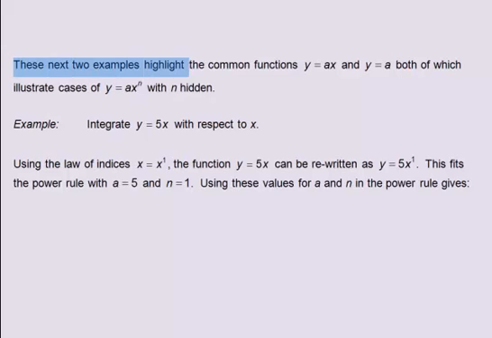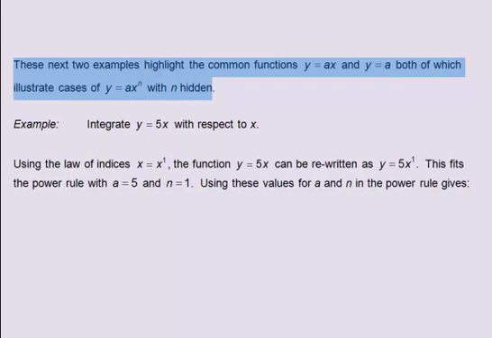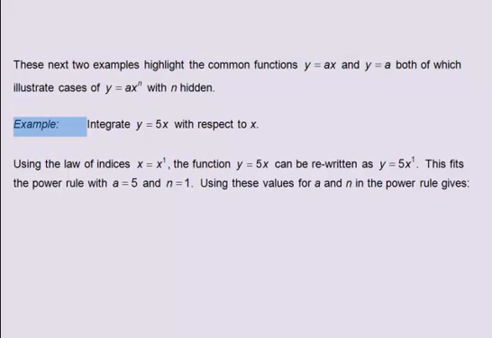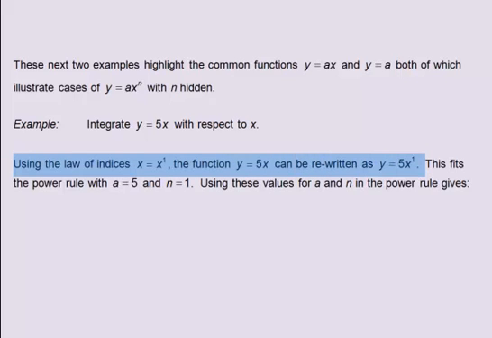These next two examples highlight the common functions y equals a multiplied by x and y equals a, both of which illustrate cases of y equals ax to the power n with n hidden. Example: integrate y equals 5x with respect to x. Using the law of indices, x equals x to the power 1, the function y equals 5x can be rewritten as y equals 5x to the power 1. This fits the power rule with a equals 5 and n equals 1.